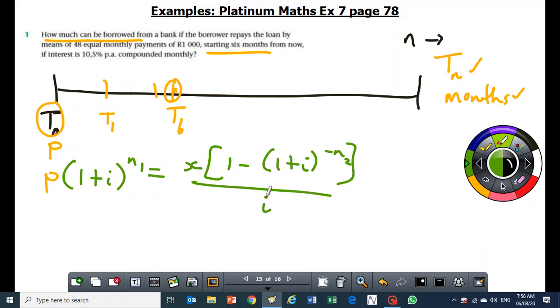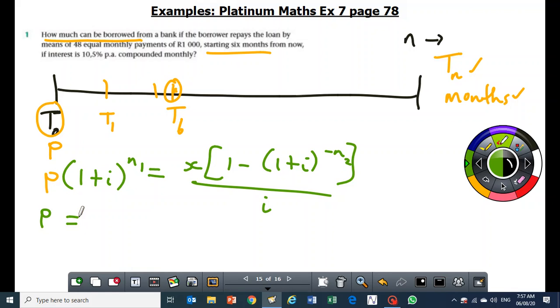So, no payment is made at T0. The first payment is made at T6. So, how many number of payments? It's going to be 5. Then, you want to calculate this P, because that's the amount borrowed. So, P will be equal to all this.